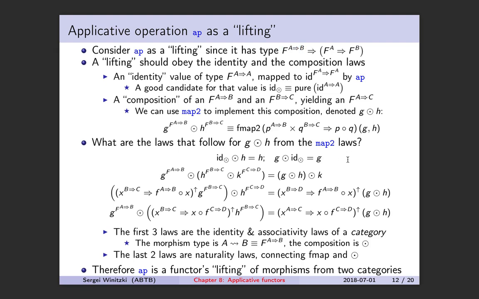This is another way in which we have assurance that our set of laws for the applicative functor is reasonable. It is not too large, not too small, because this is just a category law in some suitably defined category. In other words, in a category of functions with this type. Morphisms of the category have this type.